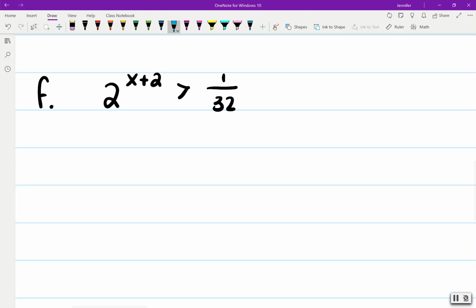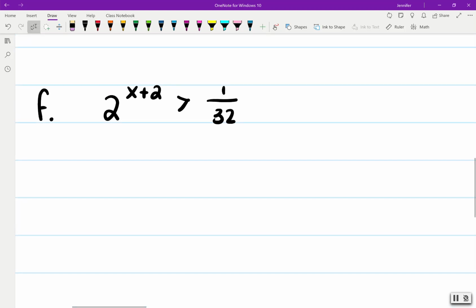Okay, so we have a new little obstacle in our way. That fraction, 1 over 32. So let's think about this. Let's just think about 32 without the fraction. Can 32 break into 2's? Yeah, 32 can break into 2's. How many 2's does it break into? Not 4. 5, good. So 32 is 2 to the 5th.